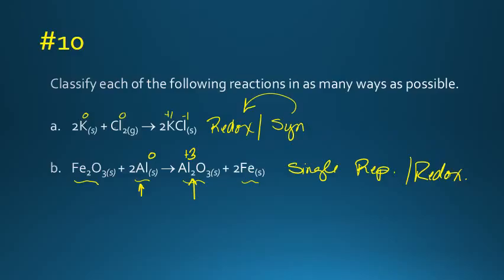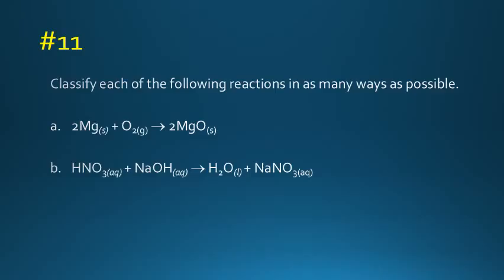Or look at the iron. Iron here would have an oxidation number of +3, and over here, it's 0. Oh, it's not +3. Brain engaged, sorry. It's +2. What that means is electrons had to be transferred. Therefore, it's redox. The type of redox? Single replacement.